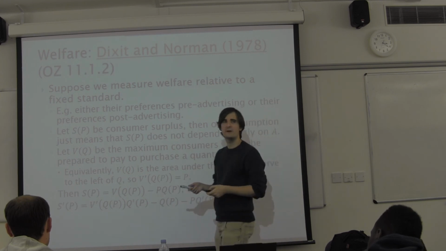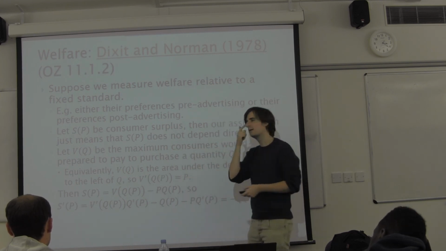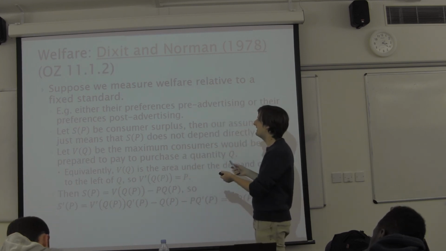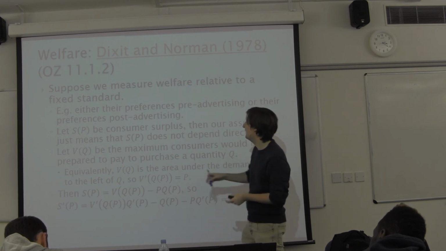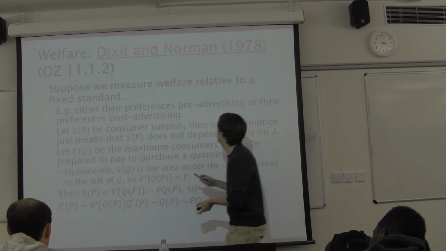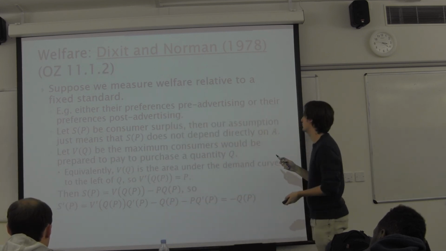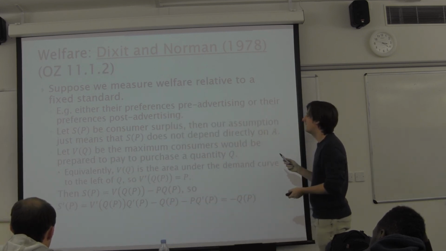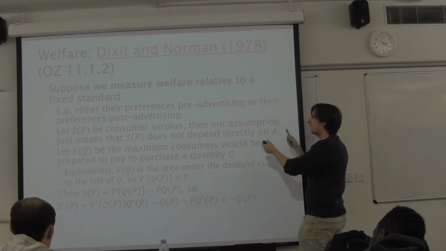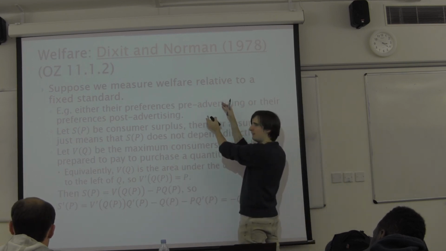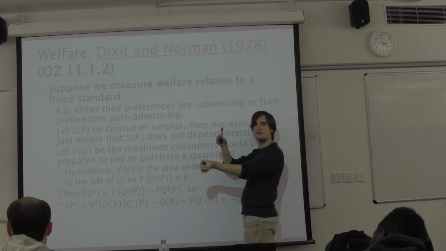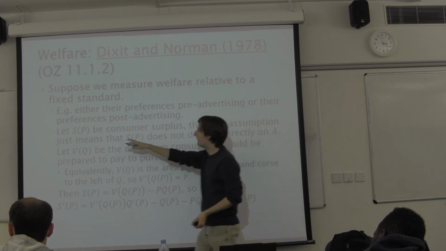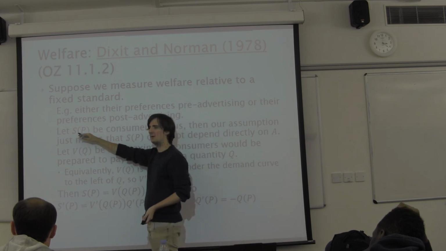Okay, so we're going to define a few things. We're going to start by defining S of P as consumer surplus when they buy the goods for a price P. And what we're assuming, because we're taking their preferences either before they saw the advert or after they saw the advert, is that there's no direct effect of advertising on consumer surplus.